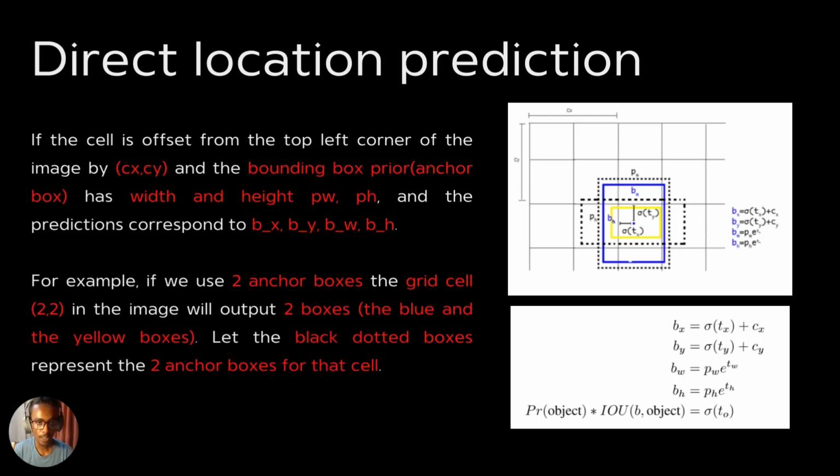For example, if we use 2 anchor boxes, the grid cell 22, which is located in position 22 in the image, will output 2 boxes, the blue and yellow boxes. Let's say the dotted ones represent the anchor boxes, and the blue and yellow boxes represent the predicted bounding boxes. So we need to adjust the dotted black boxes so that they give us the predicted bounding box coordinates.